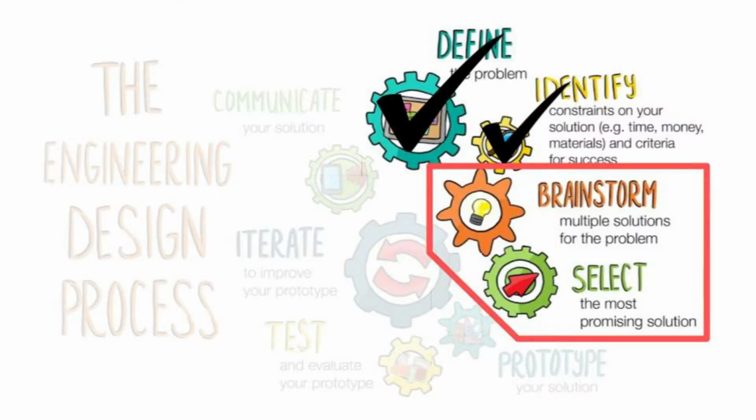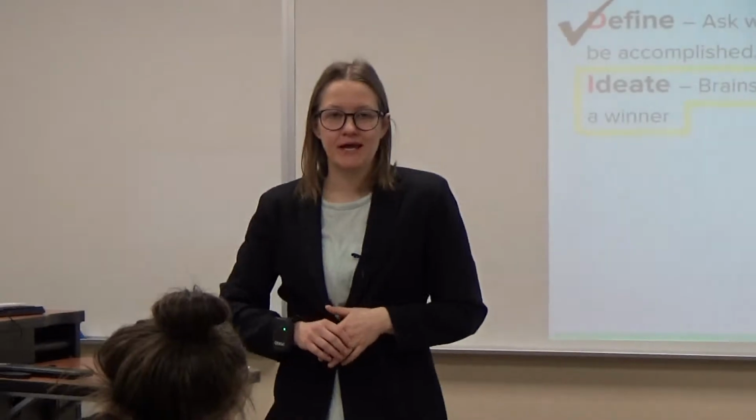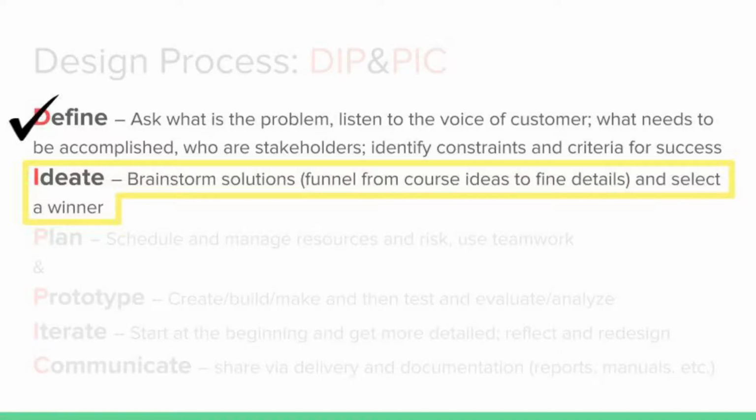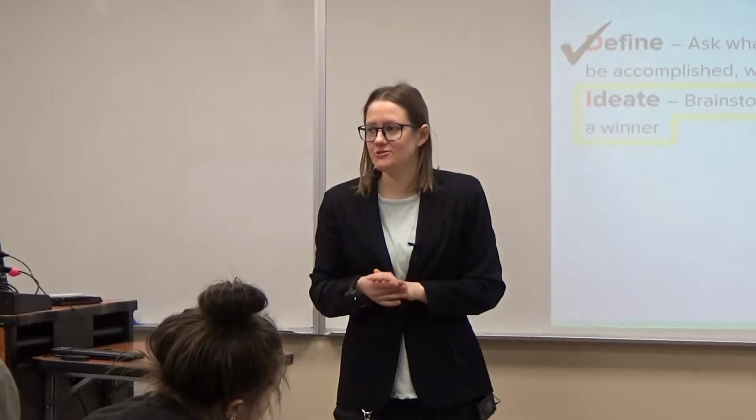And if you're using this one, we did define and identify. We're now in the brainstorm and select portion together. So we're going to brainstorm solutions and select promising ones. And then if you're using the DIP and pick acronym, we're on I, the second one, ideate. So we're going to brainstorm solutions, funnel them down, and select the best one. All right, so that's where we're at in the design process.